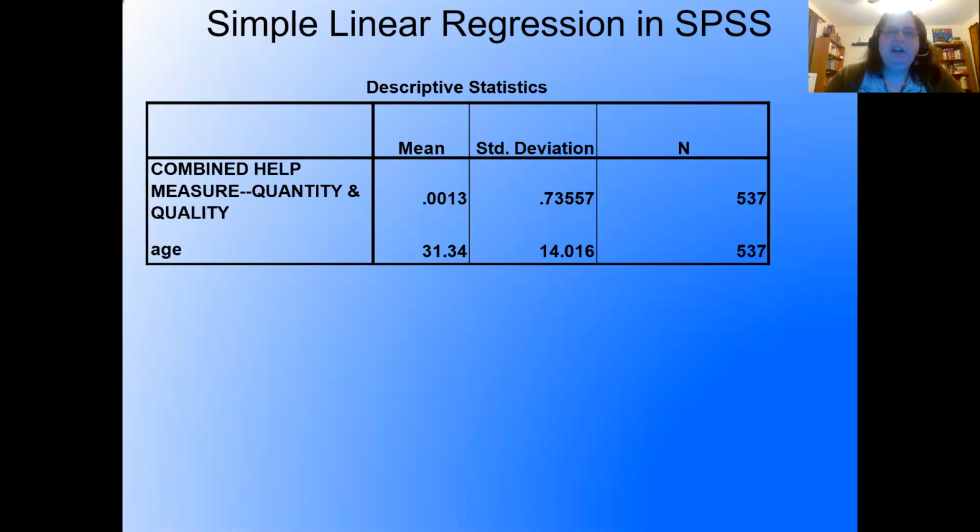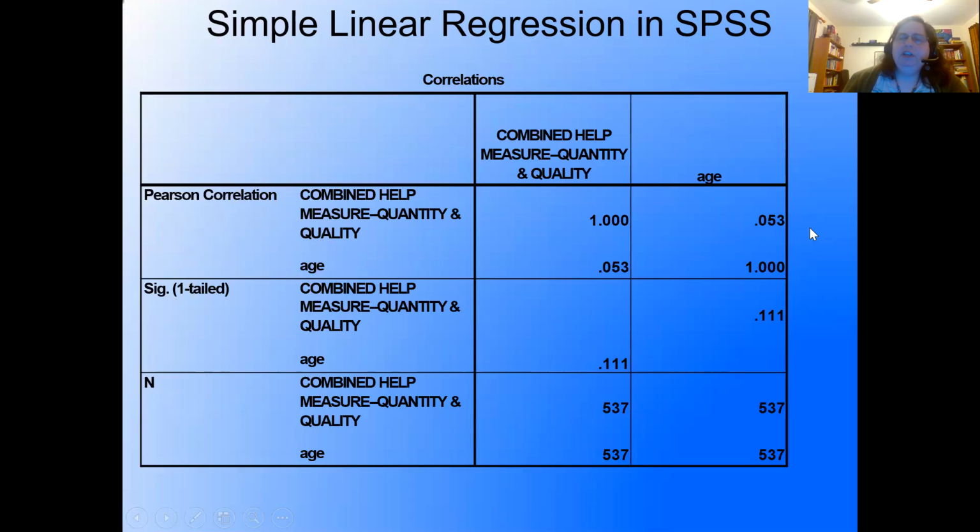So now I'd like to look at one more example with you. And this one's going to be age. Let's see if a person's age predicts their help scores, how helpful they are. Same N, 537. Now we look at the correlation, 0.053. That's a lot lower than last time. And we can see it's not significant, 0.111. How do we know it's not significant? Because that number is higher than our alpha of 0.05.